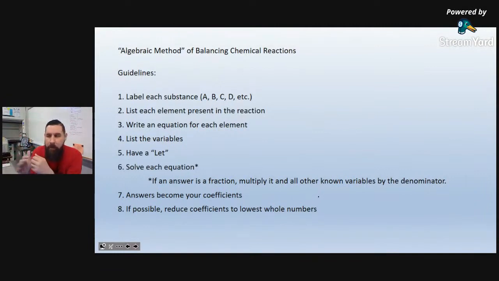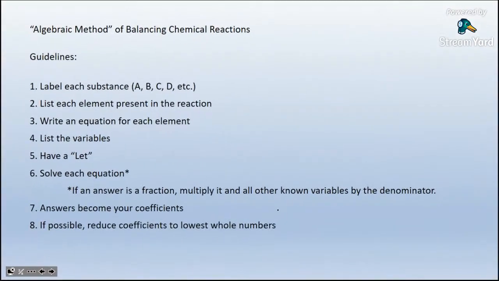We let any variable equal any number you want. I typically use A equals 2, just because A tends to only be in 1, maybe 2 compounds, and 2 is easy to work with, easy to multiply and divide with. After we've got our let, we solve each equation, and if we end up with a fraction, we multiply that fraction and any other coefficients or variables we've already solved for by the denominator of that fraction. Lastly, our answers become the coefficients, and if possible, we reduce coefficients to the lowest whole number values. So let's take a look at a couple of examples.